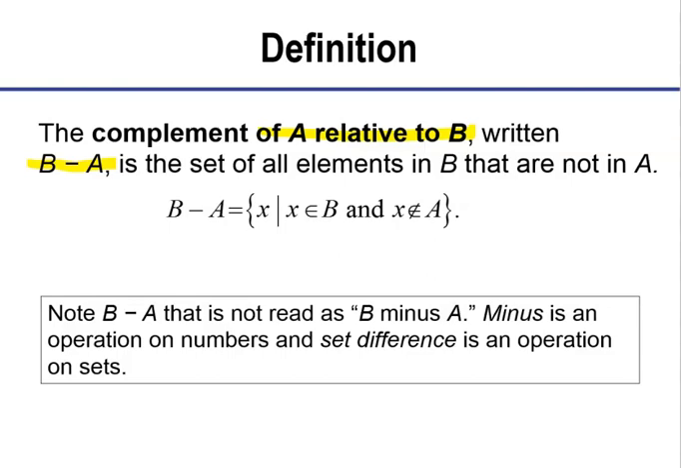It's not truly subtraction, but it does feel a lot like subtraction. So the notation is not bad notation. But look at the note down here. They point out that B minus A is not read as "B minus A." Even though I tend to do it, I shouldn't. Minus is an operation on numbers, and set difference is an operation on sets. So set difference is the smarter thing to say here. And again, it's the complement of the second one, A, relative to B.